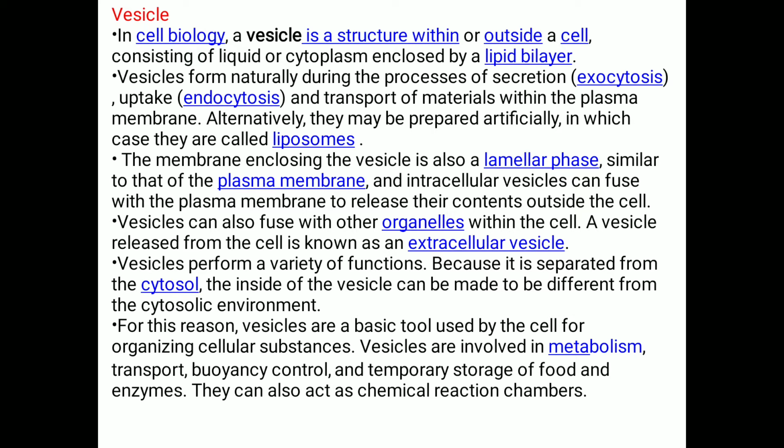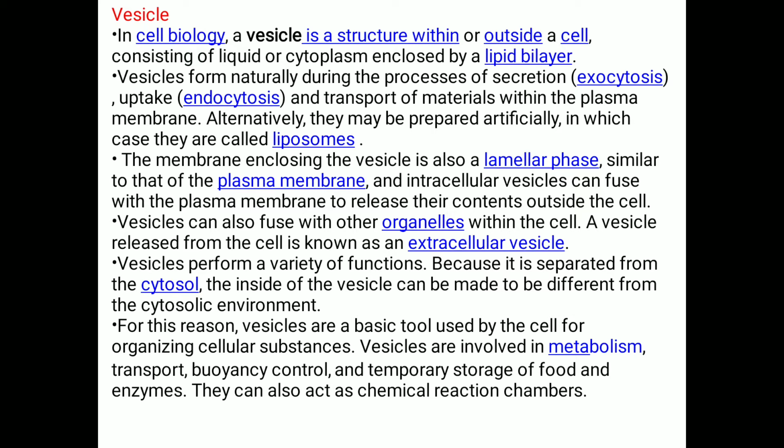But in a vesicle, what we see is that this vesicle can be present inside the cell or outside the cell, and it consists of liquid or cytoplasm enclosed by a lipid bilayer. So the lipid bilayer will take a circular shape, and inside that lipid bilayer cytoplasm or some liquid will be present. That is the vesicle, okay.